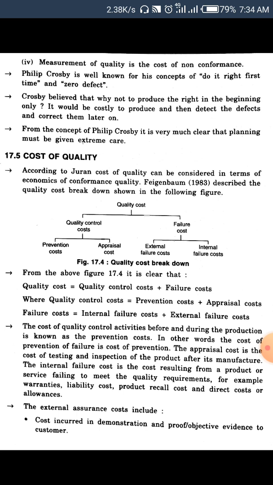Now the cost of the quality control activities before and during the production is known as a prevention cost. So here in quality control cost, prevention cost is given. So what is prevention cost? The cost of quality control activities before and during the production is known as a prevention cost, and in other words, the cost of the prevention of failure is cost of prevention.